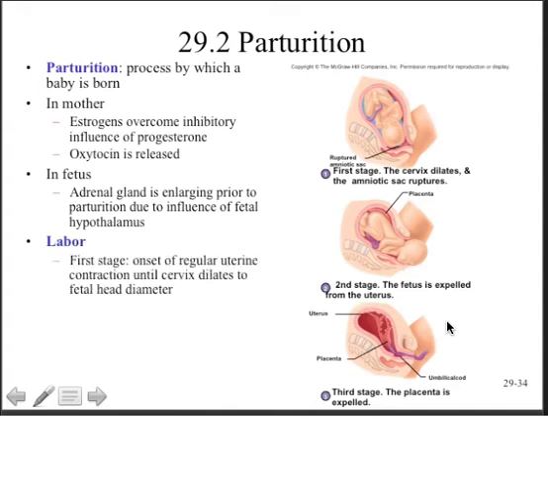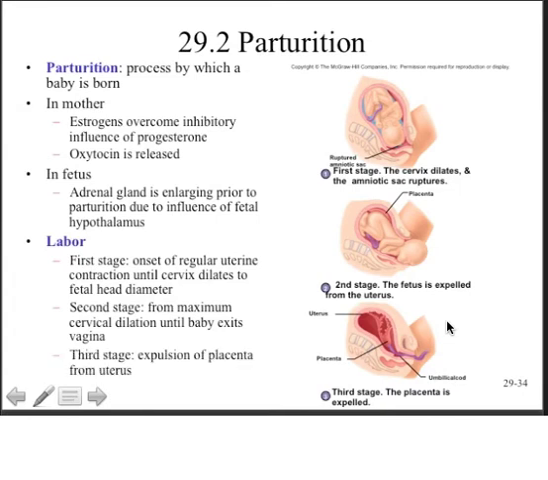Labor has three stages. The first stage is the dilatation of the cervix and the rupture of the amniotic sac. In the second stage, at maximum dilation, the baby is going to exit the vagina. And then in the third stage, we see expulsion of the placenta from the uterus.